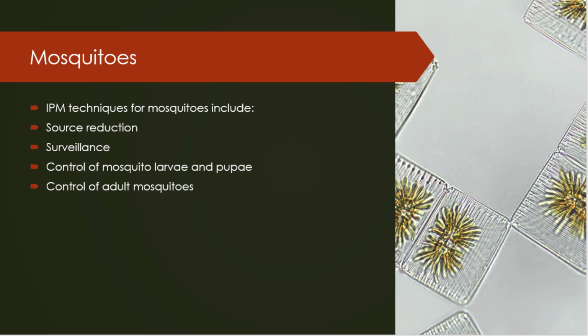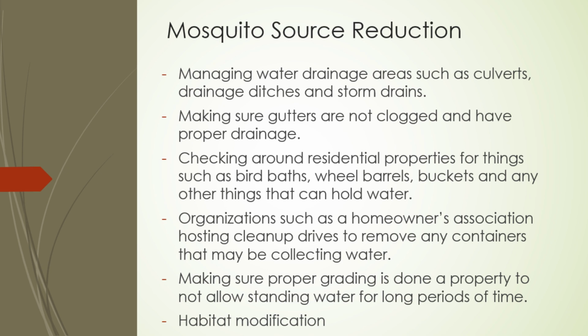Let's talk about mosquitoes. IPM techniques for mosquitoes include source reduction, surveillance, control of mosquito larvae and pupa, and control of adult mosquitoes. When we talk about mosquito source reduction, that would include things like managing water drainage areas such as culverts, drainage ditches, and storm drains, making sure gutters are not clogged and have proper drainage, checking around residential properties for things such as bird baths, wheelbarrows, buckets, and any other things that can hold water, and organizations such as a homeowners association hosting cleanup drives to remove any containers that may be collecting water.